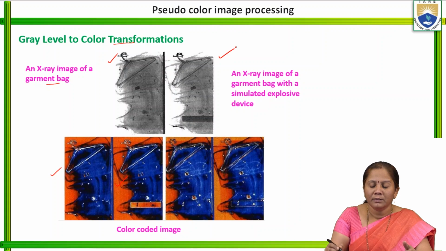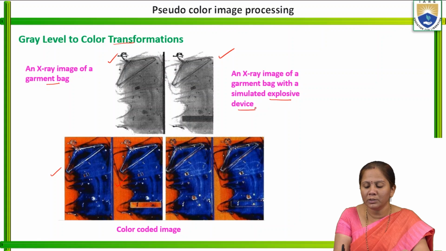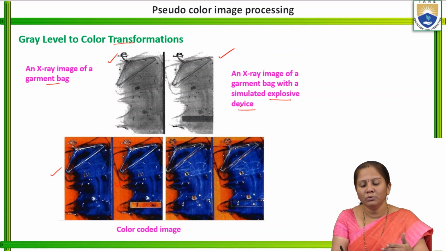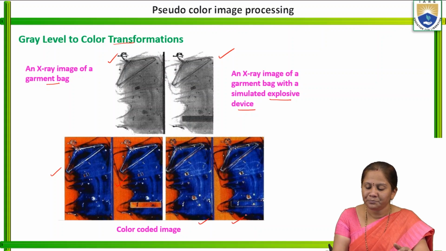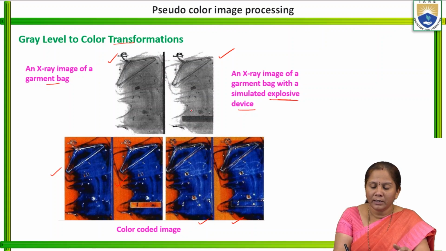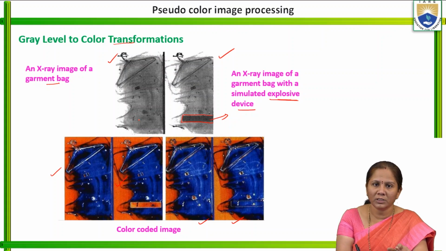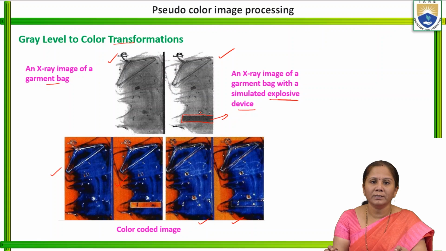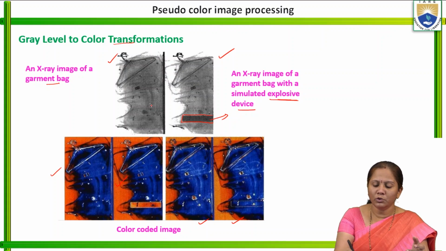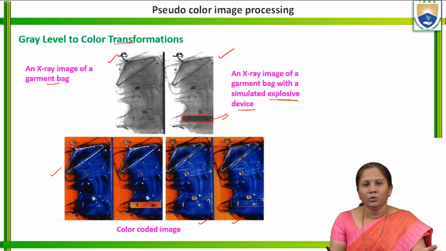If we consider this image, an X-ray image of a garment bag with a simulated explosive device, when it passes through the pseudo color image processing, the output we have obtained is these two images. Here, in this gray level input image, the black color clearly indicates the explosive device. Whereas in this X-ray there is no explosive device. Here the explosive device is available. Now let us see how these two images will be converted into pseudo color after applying the transformation.